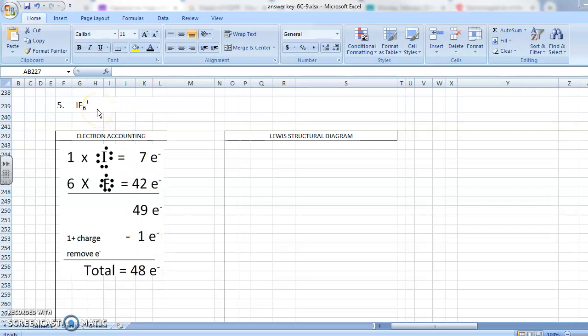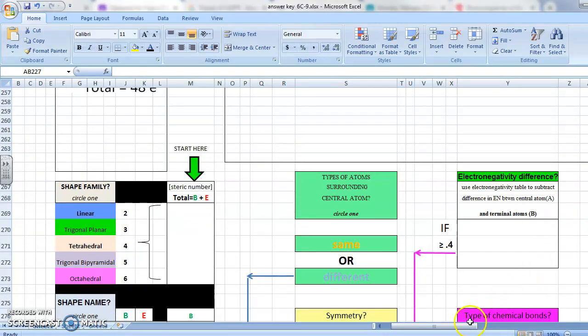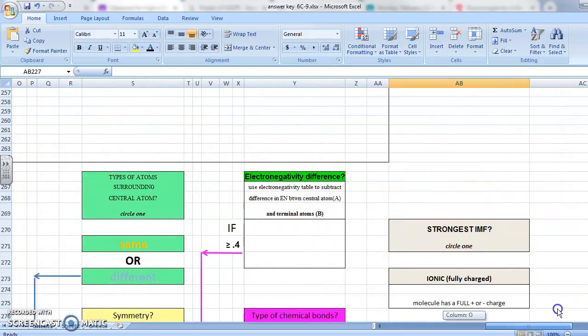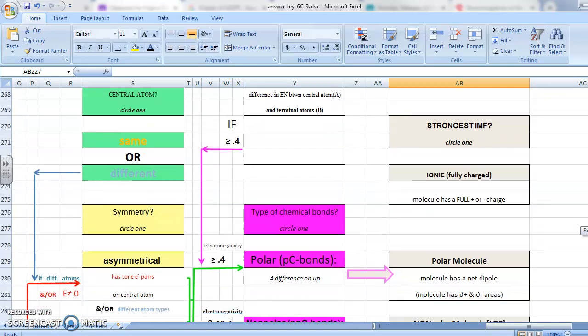This is IF6 positive. So really our motive in doing this molecule isn't to determine what the strongest intermolecular force is. We really are just looking for the shape here. Why? We already know it is fully charged positive, so its strongest intermolecular force we can go ahead and circle is ionic. Whether it's polar or nonpolar doesn't really come into play here.